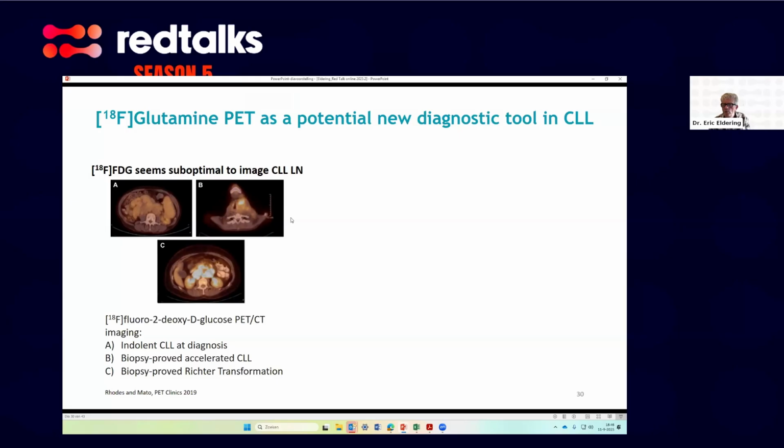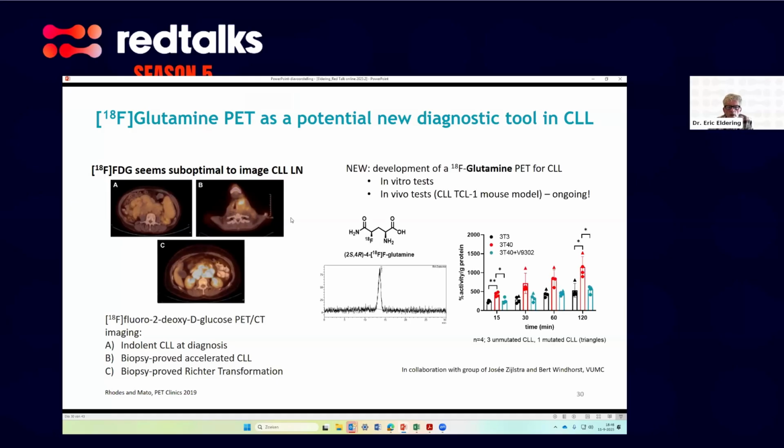And this fits well with what I've just shown you, that in the lymph nodes the CLL cells actually use glutamine rather than glucose. So the idea was to use glutamine PET tracing. And this was not invented by us. It was already done for brain tumors, for example, which also cannot be visualized by glucose tracing.